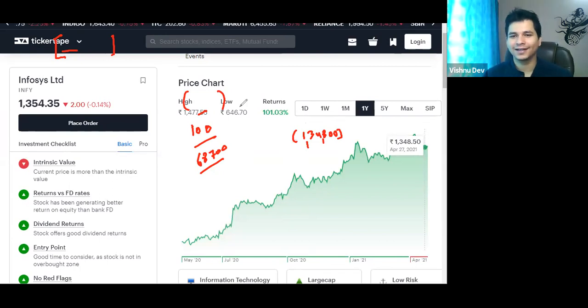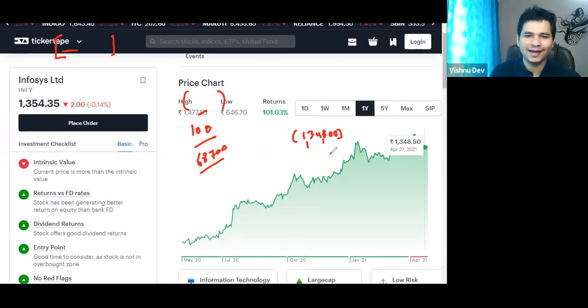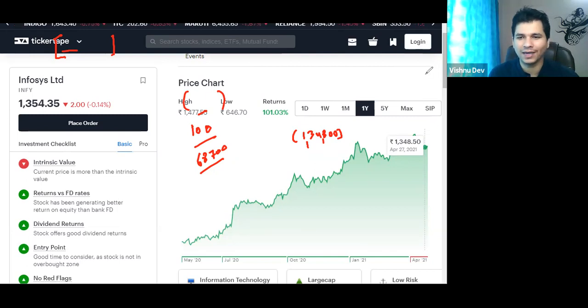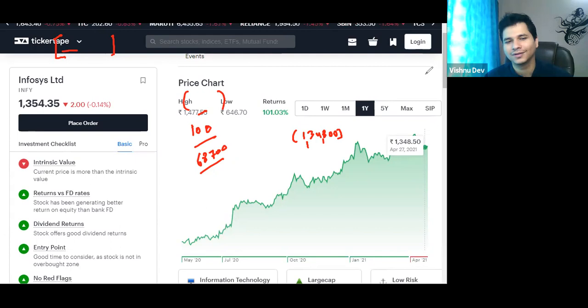From 68,687 rupees, it became 1,348 rupees. So is it 20% growth, or is there 100% growth? Sir, 100%. It's twice the original amount. Again, no one knows it. That's the thing. No one knew that this would grow so much. No one knew that, okay?